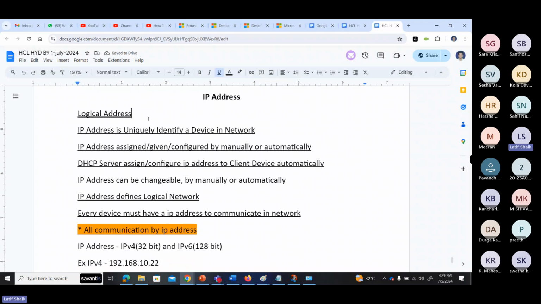It's a logical address. IP address is a logical address. MAC address is a physical address. So IP address is a logical address, and an IP address uniquely identifies a device in the network.